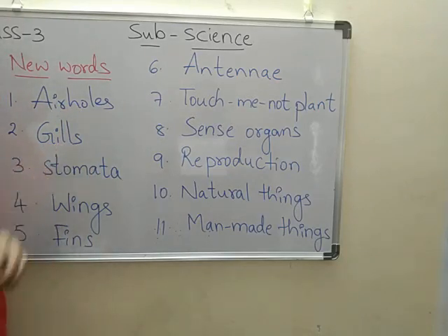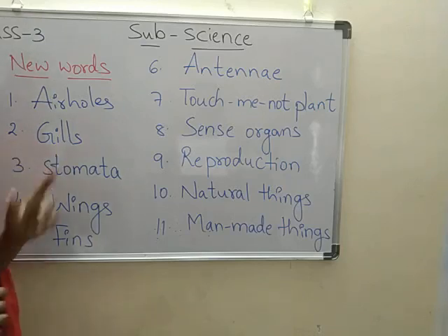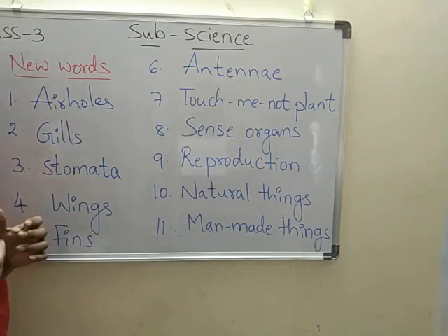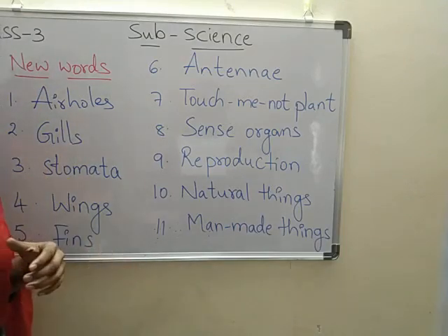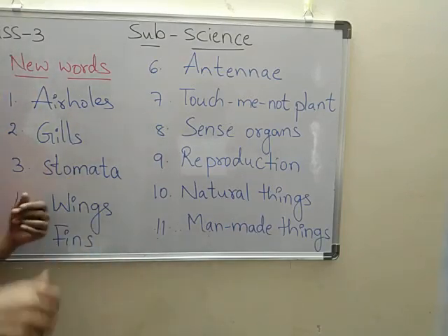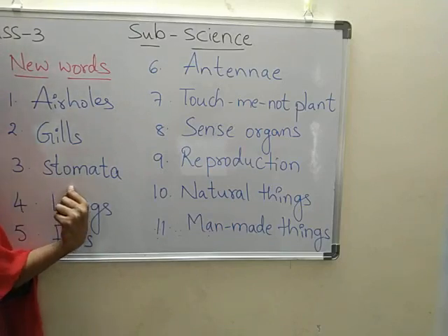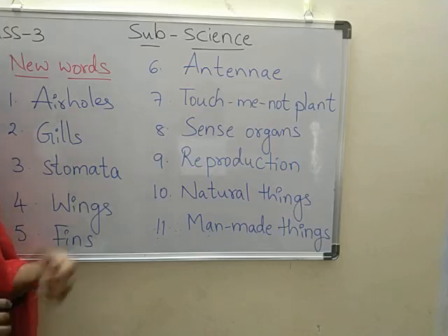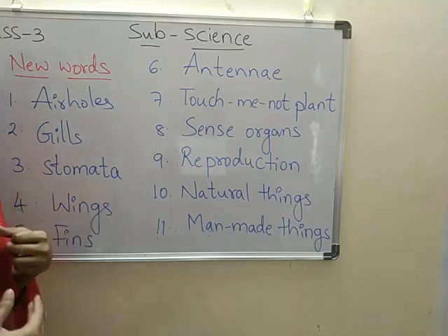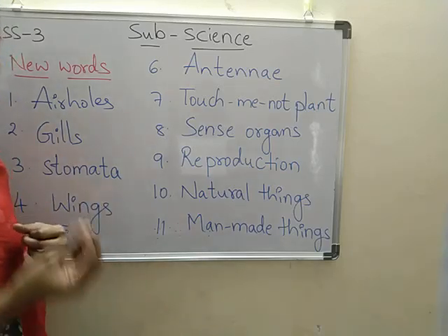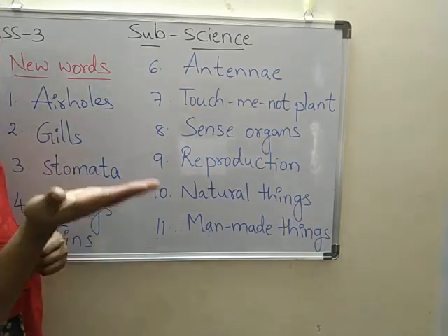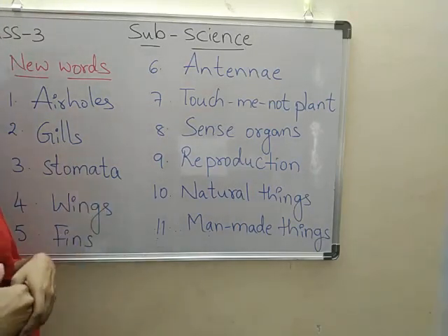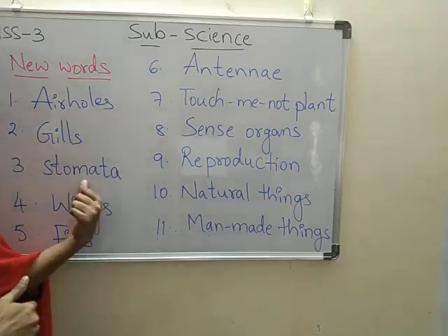Next, coming to next one. What is the second one? Very good. Gills. Okay, fish breathe through gills. Am I right children? Very good. Next. What is this children? Read out. Very good. Stomata. Okay. So plants breathe through stomata. Okay. Tiny openings present on the underside of the leaf are called stomata. So plants breathe through stomata.